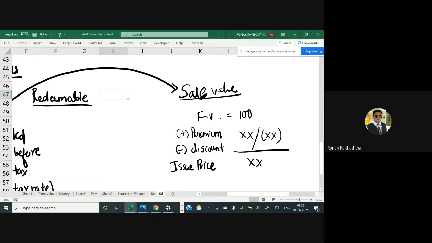Now this is again not the money which the company will receive, because on the issue price as well there is some flotation cost. Say you take the permission from the Securities and Exchange Board of India for the circulation of this debenture in the market.